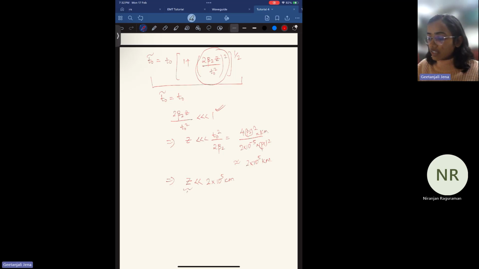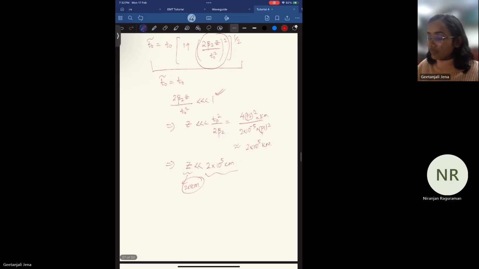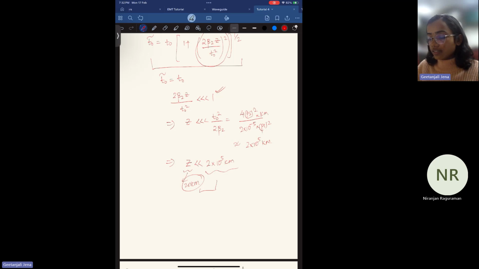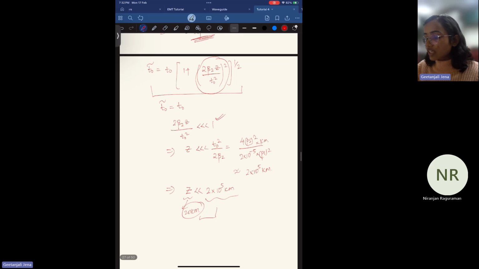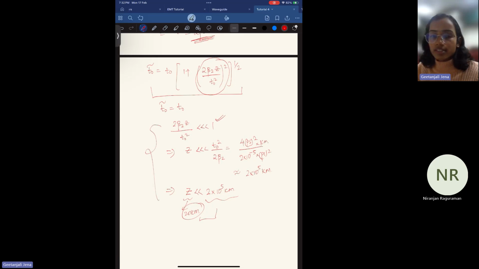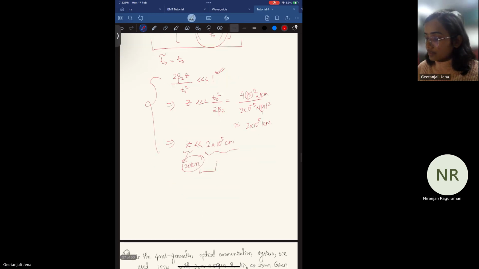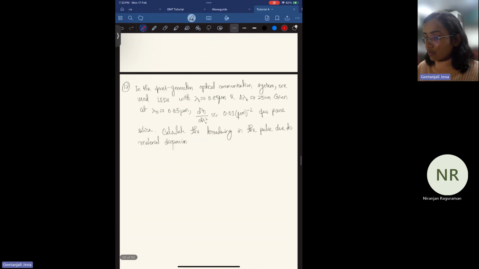So in the question it was given 20 kilometer, right? So this is much less than this distance. So here you can say this will have the same temporal width as well as the same amplitude. In this way you can easily calculate up to what distance the wave can propagate undistorted. Now let us move to our next problem.